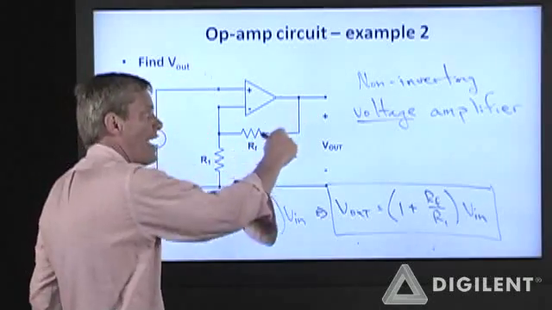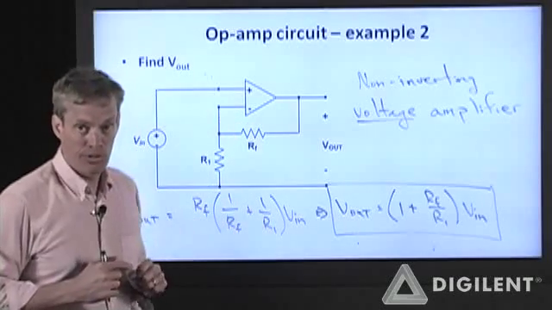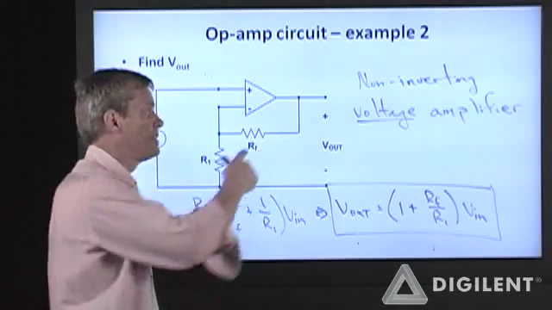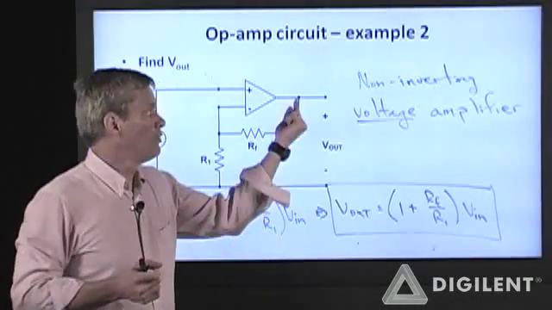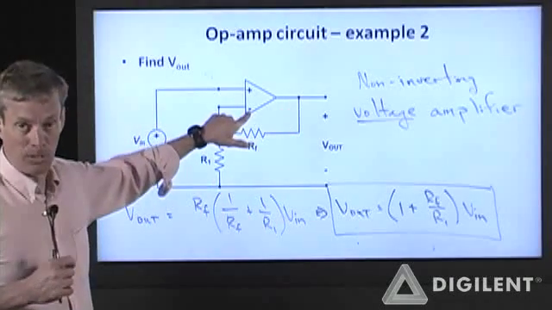Now, one quick thing I want to point out about both this example and the previous one. Both of these had a resistor which was feeding back from the output to one of the input terminals. That is very typical of op-amp-based circuits. It's generally called the feedback loop. Almost invariably, you will feed back from the output to the inverting input terminal.